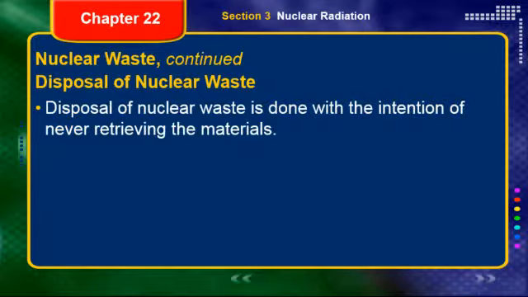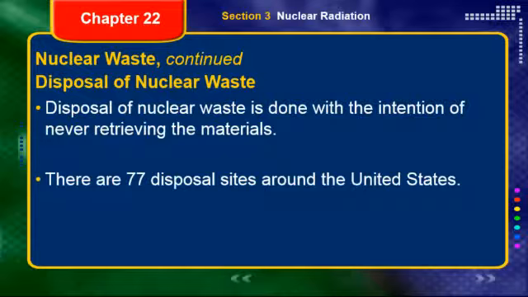When we go to dispose of this nuclear waste, disposal is done with the intention of never retrieving the materials. You bury it in a hole so deep, no one's ever going to find it. There are 77 disposal sites around the United States, where you just throw a bunch of stuff and hope no one ever finds it.